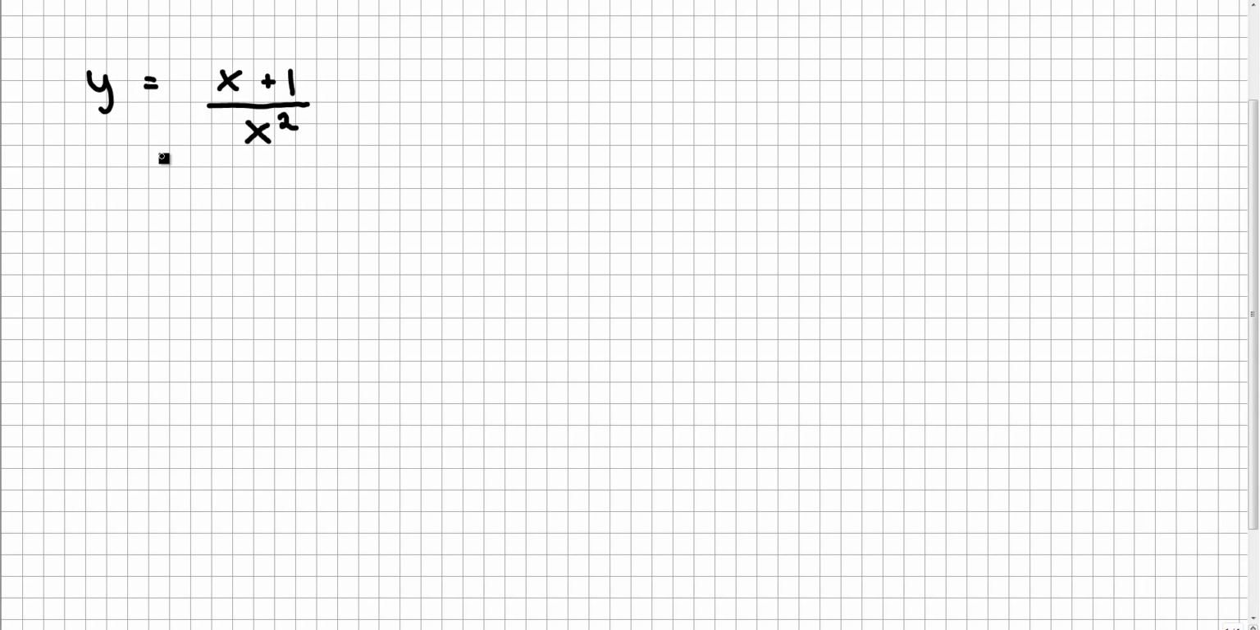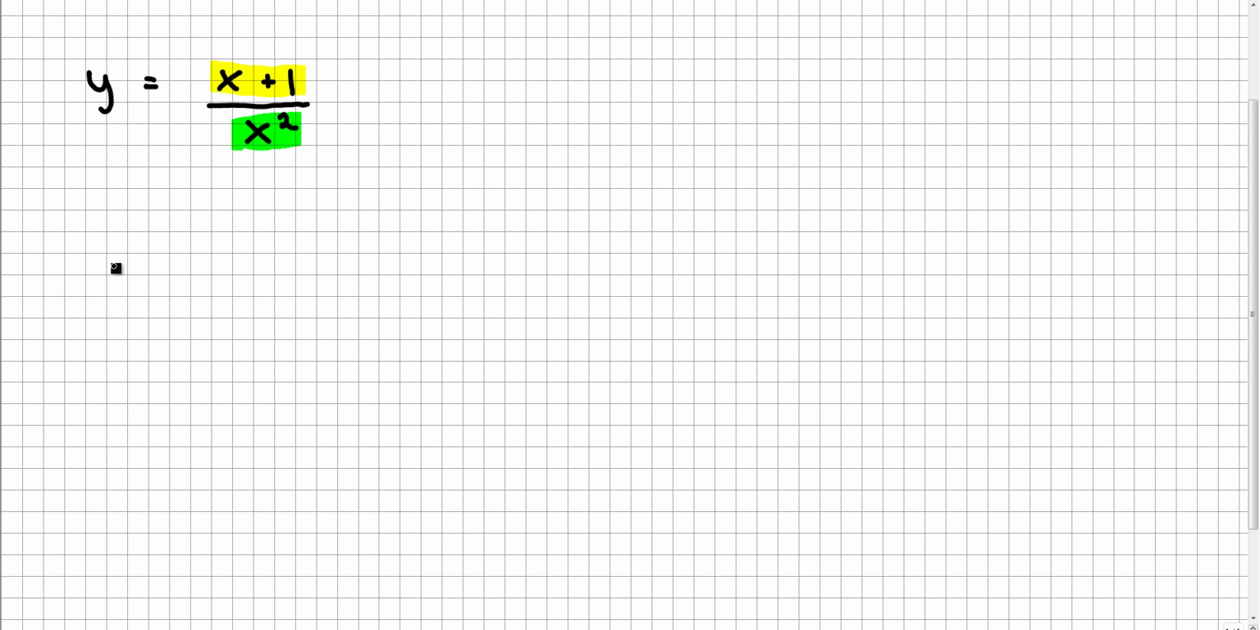Let's see how we can find the derivative for a function y that looks like this. It's written like a quotient. You have a function up here and a function down here. So one function is x plus 1, and another function is x squared.